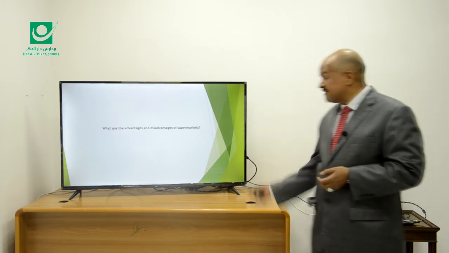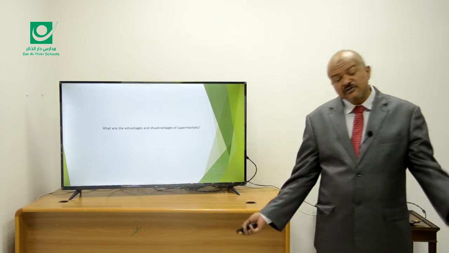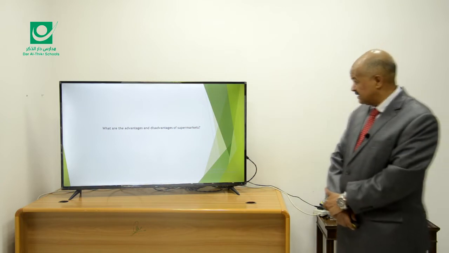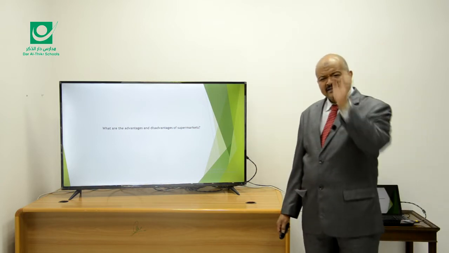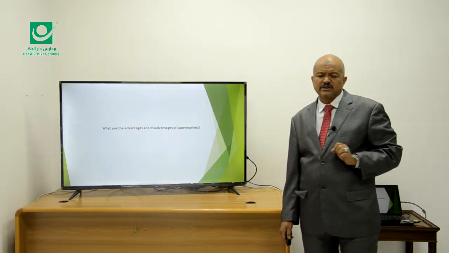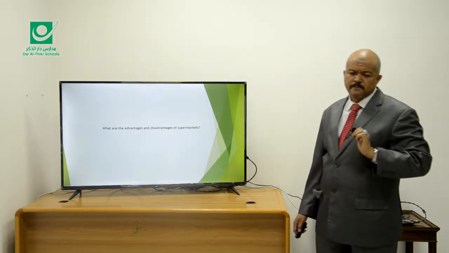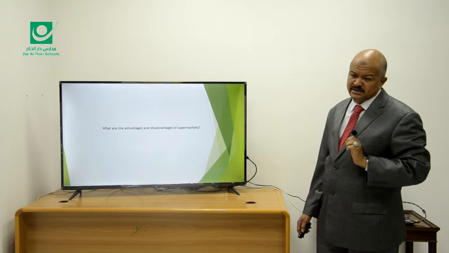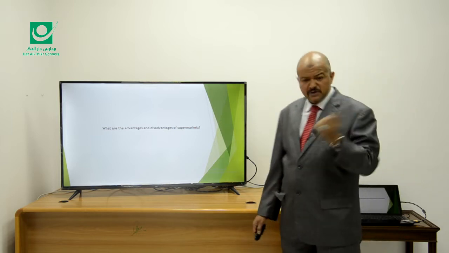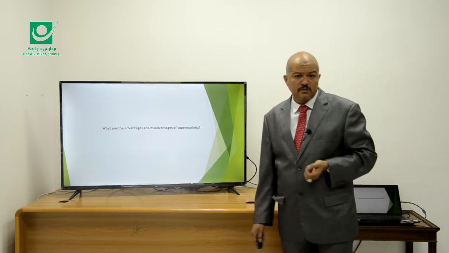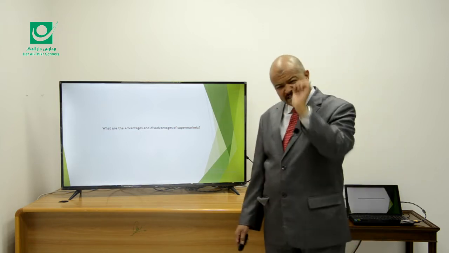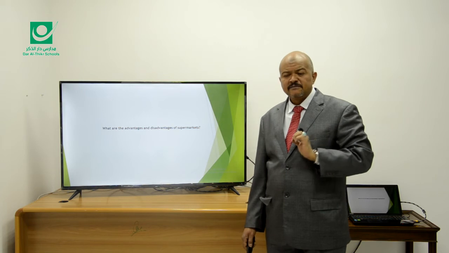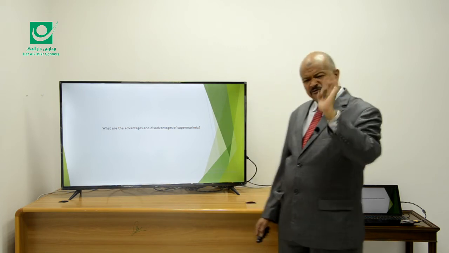So as you can see, the first question here, what are the advantages and disadvantages of supermarkets? So please get out a piece of paper and write down the advantages of supermarkets based on your own prior knowledge about supermarkets. What are the good things about supermarkets? I want you to write down at least 3 advantages.